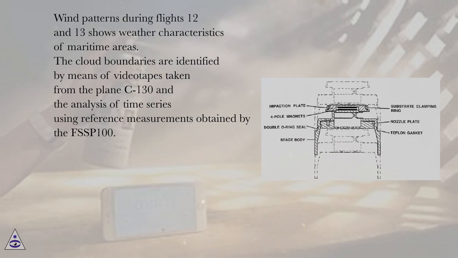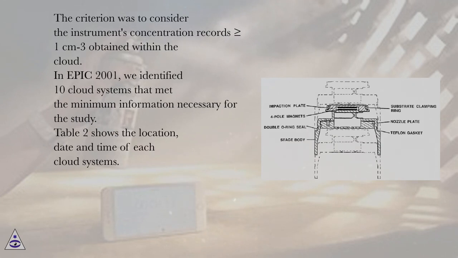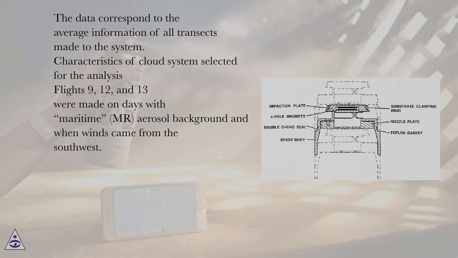The cloud boundaries are identified by means of videotapes taken from the C-130 plane and the analysis of time series using reference measurements obtained by the FSSP 100. The criterion was to consider the instrument's concentration records greater than or equal to 1 cm-3 obtained within the cloud. In EPIC 2001, we identified 10 cloud systems that met the minimum information necessary for the study. Table 2 shows the location, date and time of each cloud system. The data correspond to the average information of all transects made to the system.